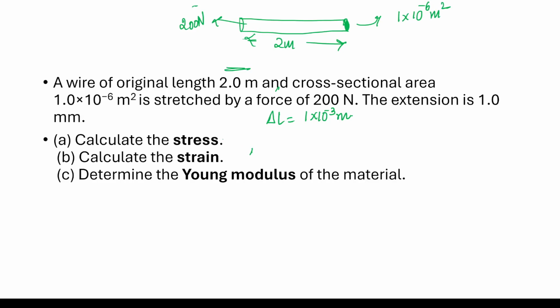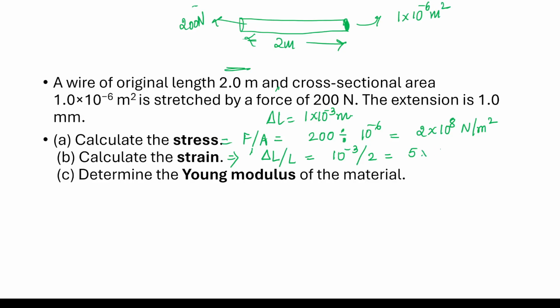Now calculate the stress. Force divided by area. Force is 200 divided by 10 to the power minus 6. This gives me 2 times 10 to the power 8 Newton per meter squared. Strain, change in length over original length. Change in length is 10 to the power minus 3 divided by 2, which is 5 times 10 to the power minus 4, no unit.